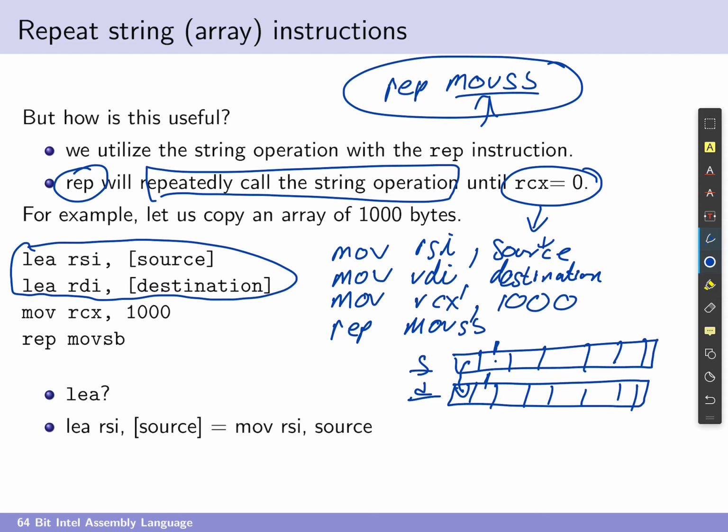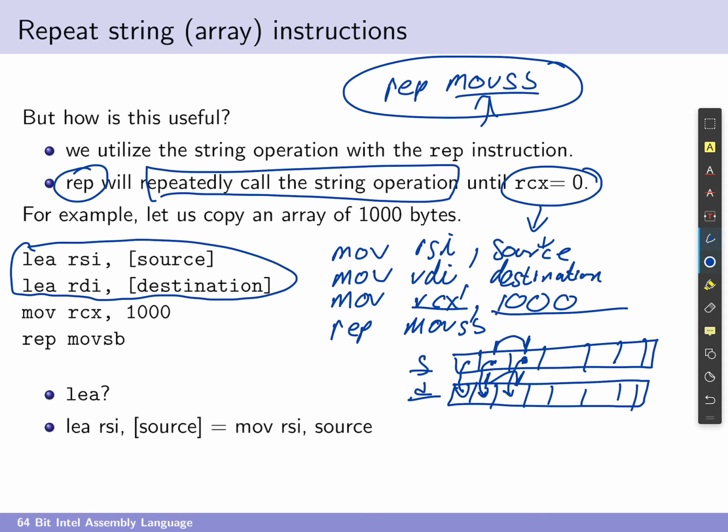It's then going to check if RCX is in fact not 0 yet. If it's not 0 yet, it's going to perform the same operation. So it's going to copy this value to the destination, move the pointers, check what RCX is. If RCX is not 0, we're going to end up copying this element into the destination, and we'll repeat this 1,000 times. Okay, so it's a very nice way of providing all of this copying.